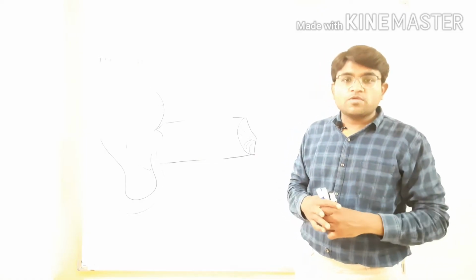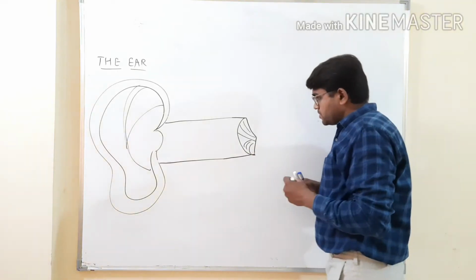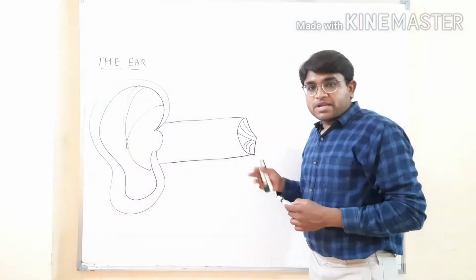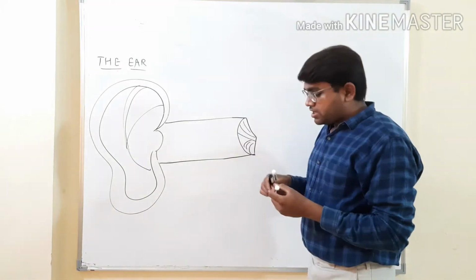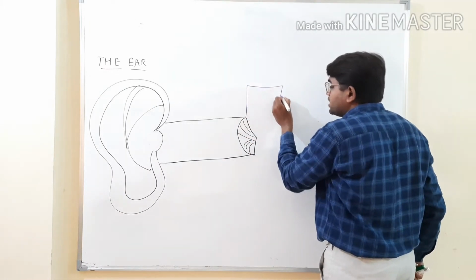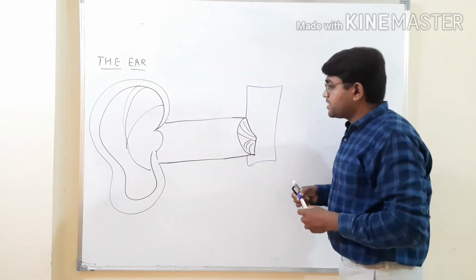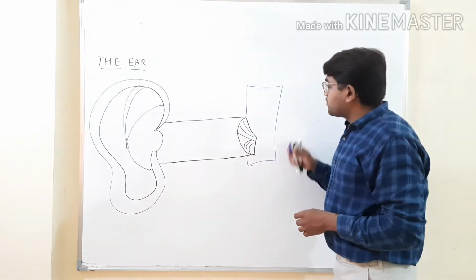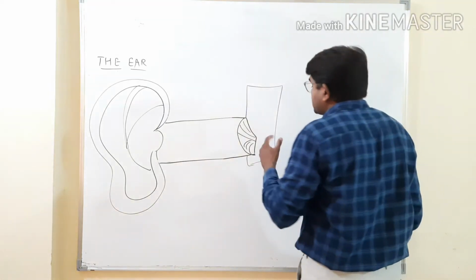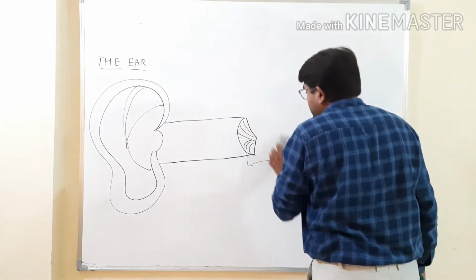Lastly, we discuss the tympanic membrane. So let me see the tympanic membrane. The tympanic membrane is a translucent membrane which is separating the external acoustic meatus from the middle ear cavity. Okay, it is actually separating the external ear from this middle ear cavity. So what is the structure of the tympanic membrane?